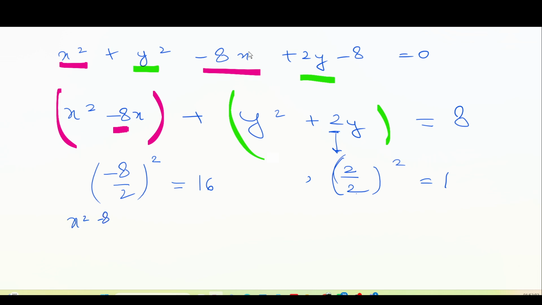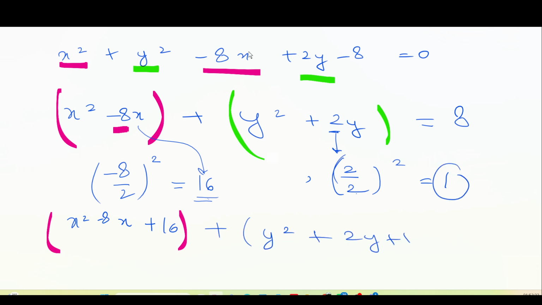So we have x squared minus 8x plus 16, because the x coefficient has given us this value, so we'll add it on this side. And the y coefficient gives 1, so y squared plus 2y plus 1. Now we need to add what we added extra: here it is 1, and on this side we added 16. So the same thing we will add to this side. So we have 8, and then this 16 plus 1, to keep the balance.